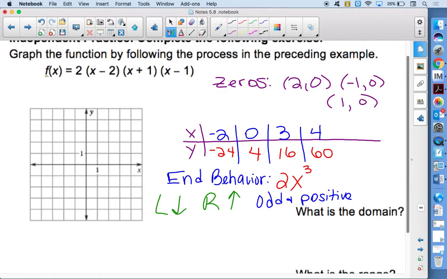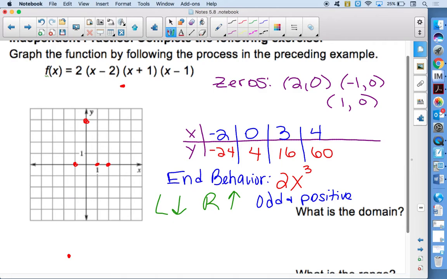And that should correlate with the points that we have. So if we look at the zeros, plotting those points, 2, 0, negative 1, 0, positive 1, 0. And then the first point in our table of values, negative 2, negative 24, I mean, that's really, really low. Just make sure that you know that you're going to have a point because the left side should go down. And then at 0, we have a point of 4. And then 3, we have a point at 16. And I'm not even going to think about trying to graph 4 and 60.